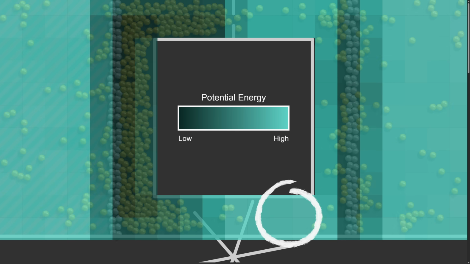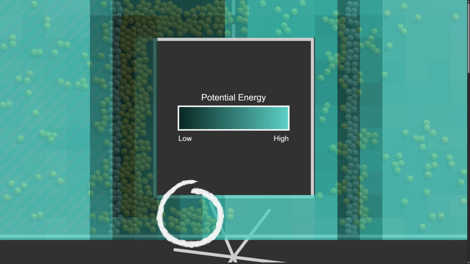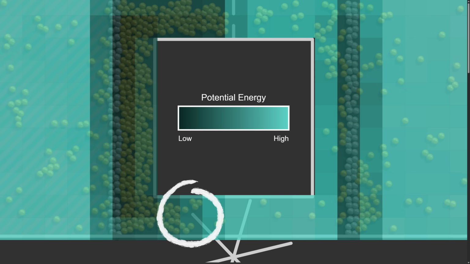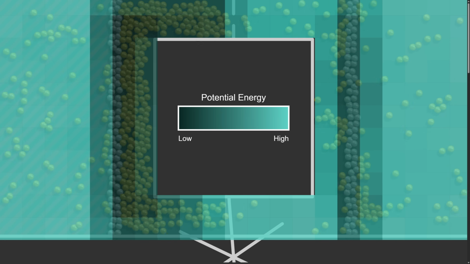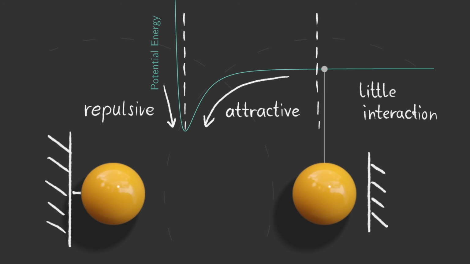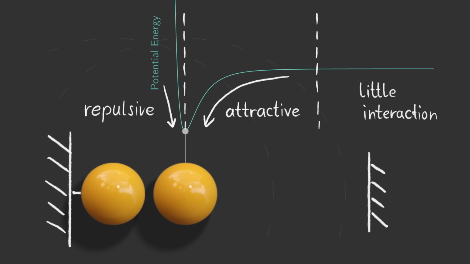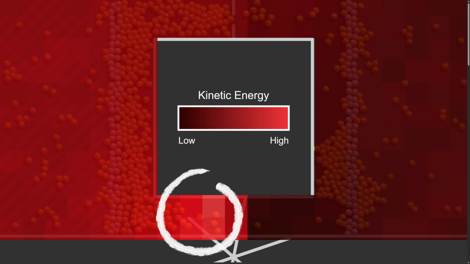Here, they are still on average quite far apart, and when they come closer to each other, the potential energy goes down. And this energy can't just vanish, it has to go somewhere. And as these atoms attract each other while they come closer, they accelerate. And that's the second reason why we have high kinetic energy here.